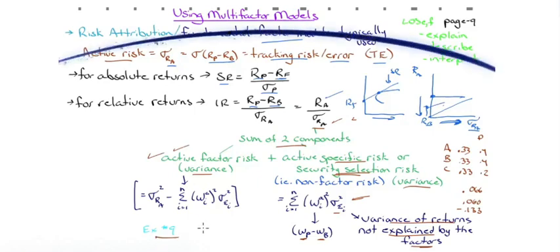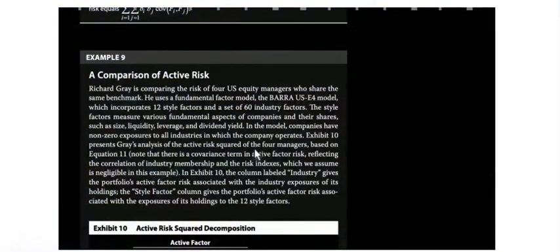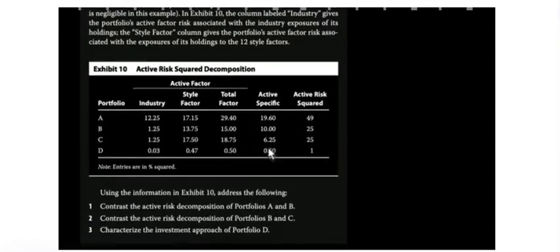Let's take a walk through example 9. All right, example 9, probably not the best example of a risk attribution. It sort of just gives you the tables without leading you through where they came from. So we're just going to ignore a lot of the narration and just look at some big points. This table is all variances. You see active risk squared is 49, and these are all variances. We can add variances. We can't add standard deviations. So mathematically, it's easy to work with variances, which is why we have it.